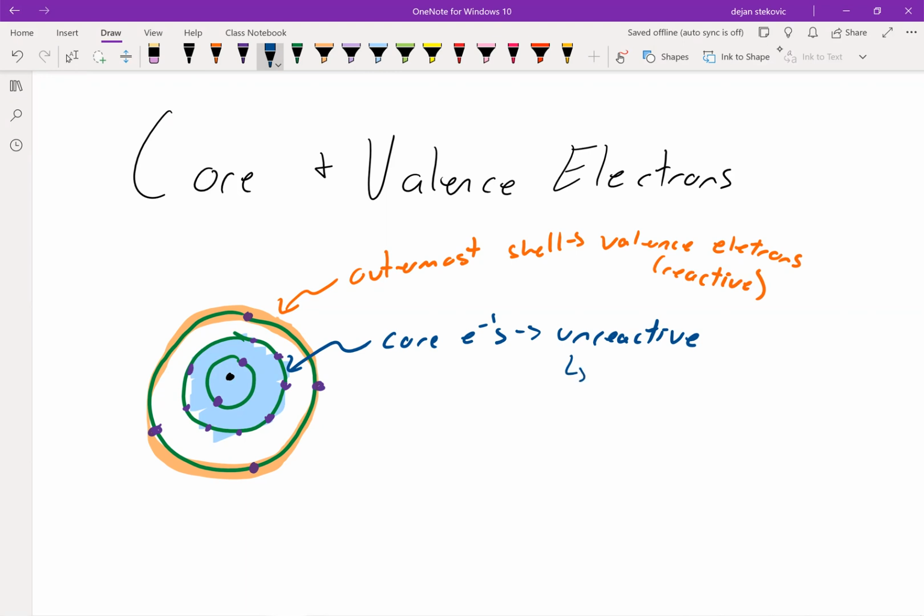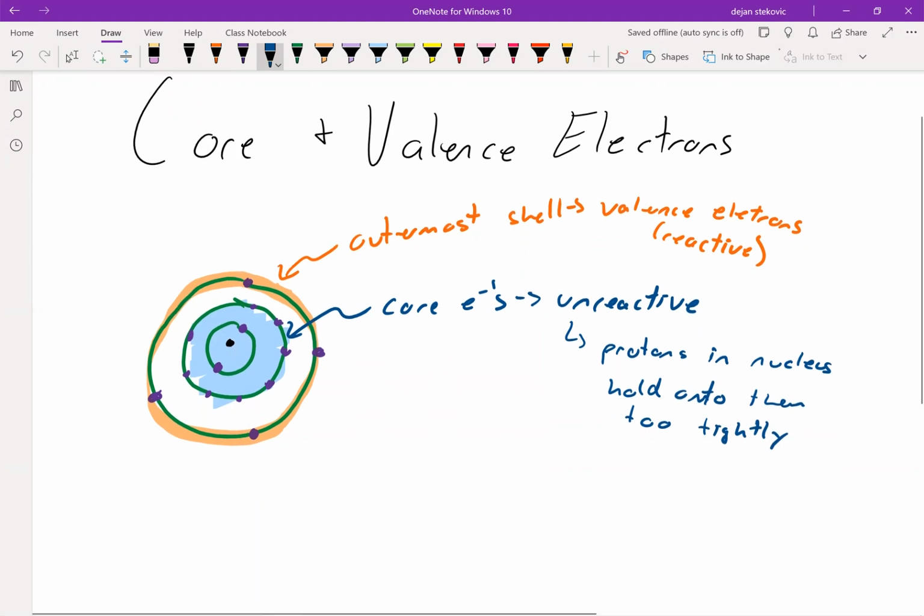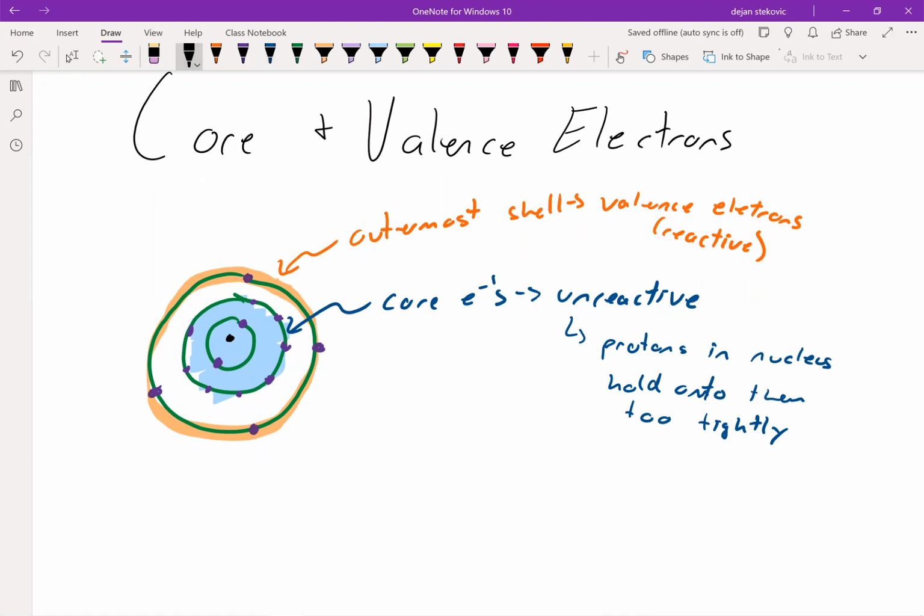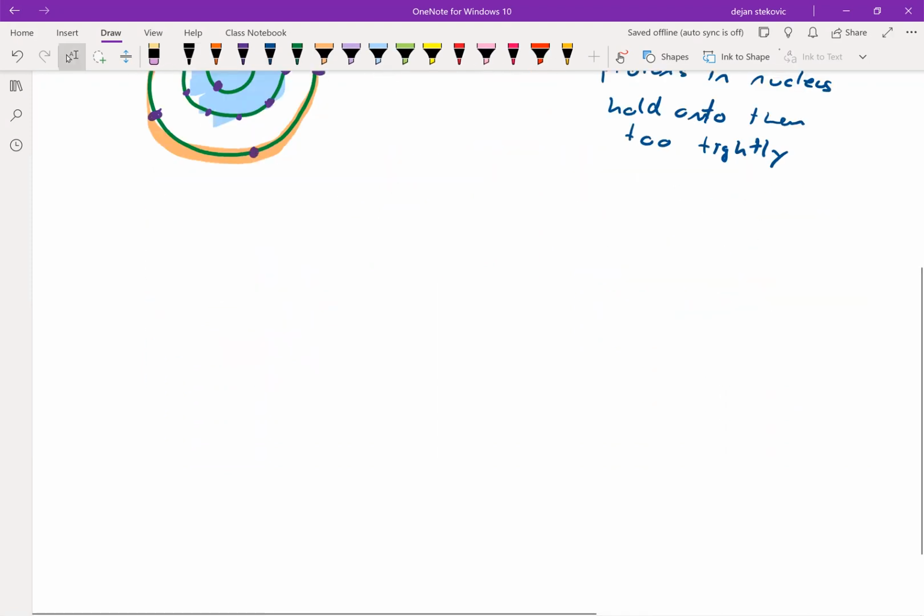The reason that they're so unreactive is that the protons in the nucleus hold on to them too tightly. So they're too close to the protons, so they're just not going to be reactive. It's really the outermost shell that's going to be reactive.